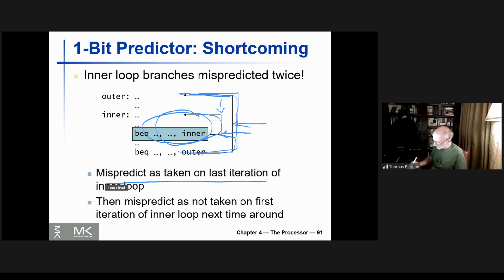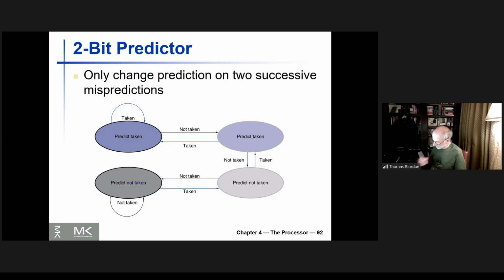So we mispredict on the last iteration of the inner loop, and then we mispredict on the first iteration of the inner loop when we come into it the next time. So that's what happens to us. And so we immediately fix that problem with this beautiful little diagram here. And guess what this is? This is one of our favorite things. This is an FSM. So this is another finite state machine that we have on our processor to help us learn. So this is about the simplest AI machine that you could imagine.